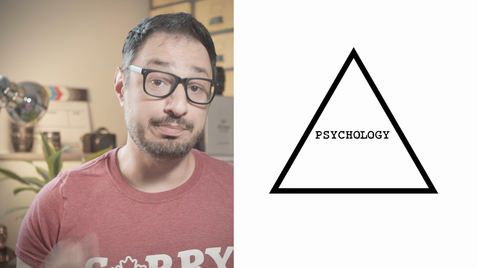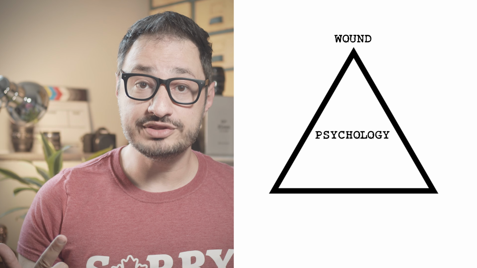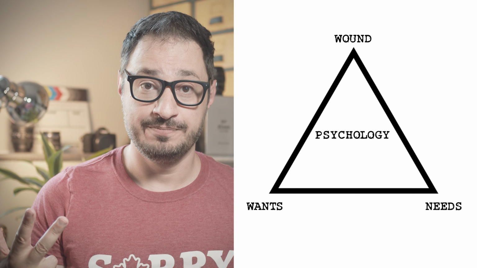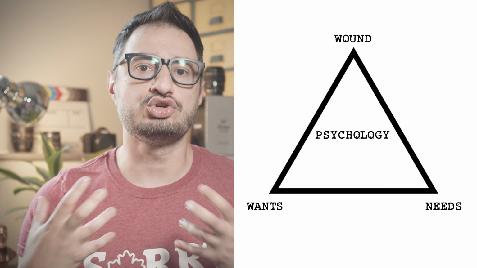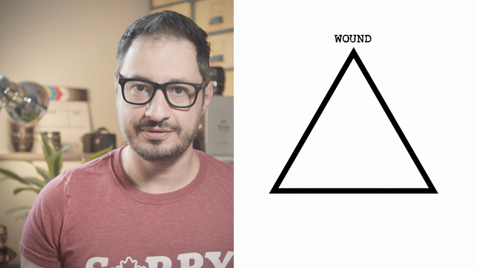Now, in this video, I'm going to focus on the psychology triangle. In the next video, I'll focus on the personality triangle. So let's start with the psychology triangle, and I'll show you what I mean. The psychology triangle is made up of 3 parts: your character's wound, your character's wants, and your character's needs. So let's discuss your character's wound so we can fully understand how the psychology triangle works.